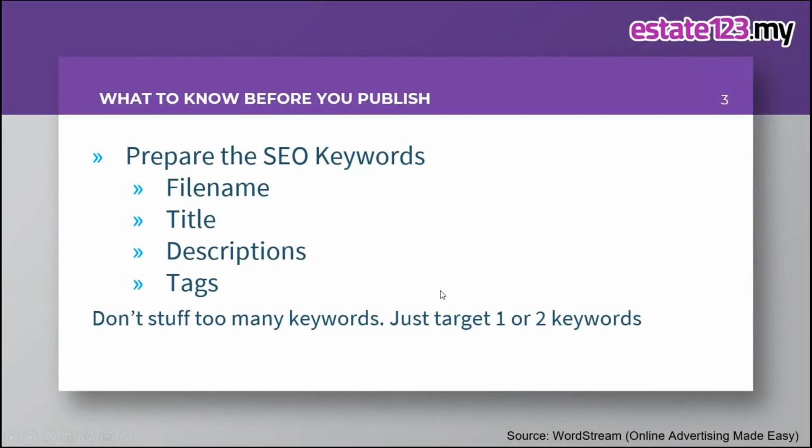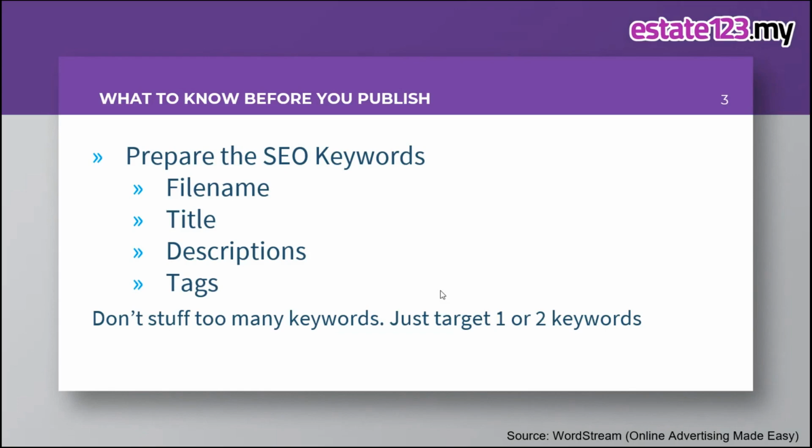Okay, so now that you have your video ready, you want to publish it in YouTube. What is the next step, right? These are some of the points that we want to highlight. The very first one is we have to prepare the keywords that we want to include for our video, right? Four main points that you need to take note. First is about the file name.